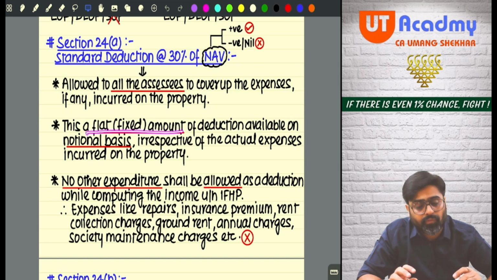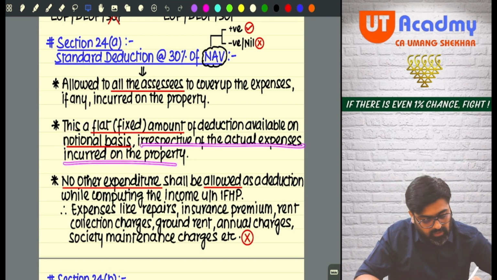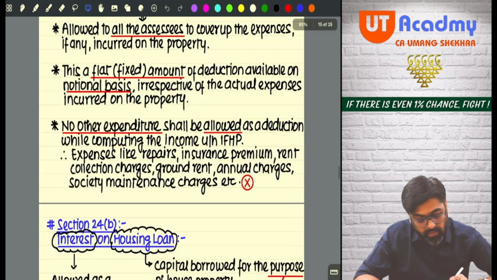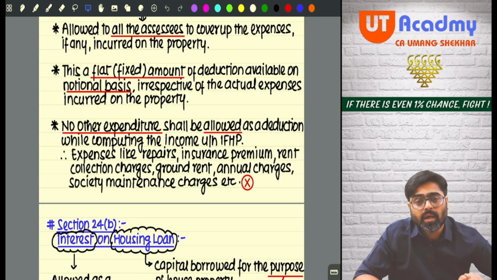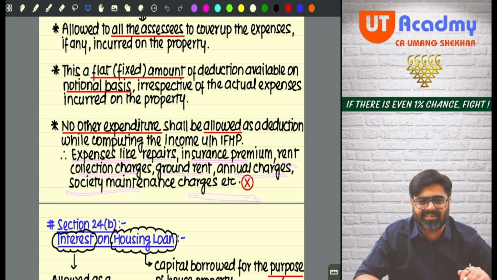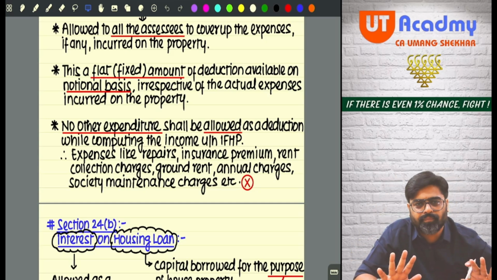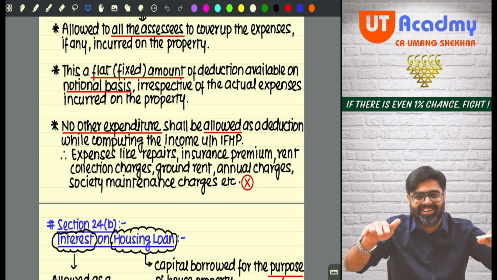This is a flat or fixed amount of deduction available on a notional basis. Notional means imaginary, irrespective of the actual expense incurred for the property. Hence, no other expenditure shall be allowed as a deduction while computing income under the head house property, meaning expenses like repairs, insurance premium, rent collection charges, ground rent, annual charges, society maintenance charges, etc. will not be allowed as a deduction, because you are going to get this standard deduction. Got it? Standard deduction done.